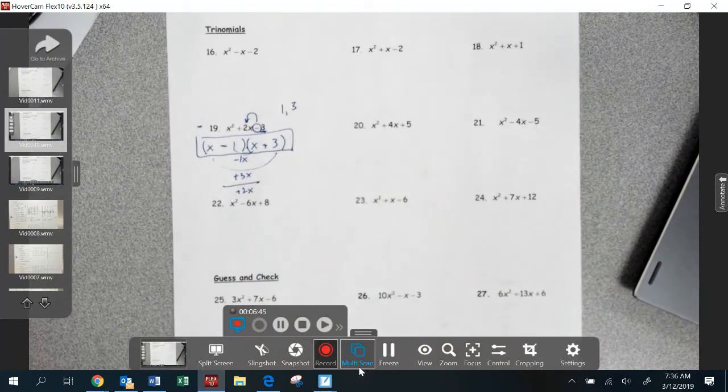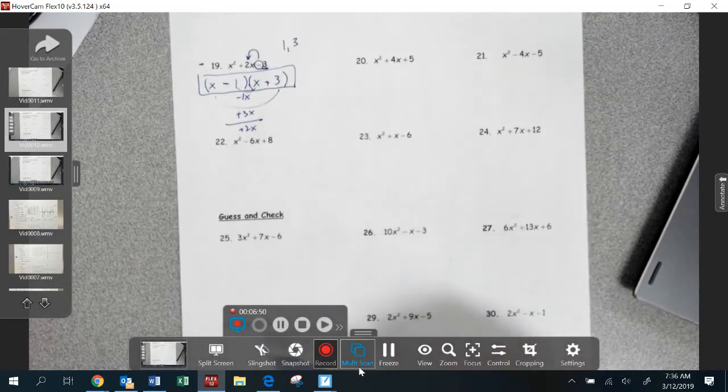All right, I'm going to pause here for just a moment and switch to a second video where I'll do a guess and check problem, but that takes you through at least 3 of the first different types.